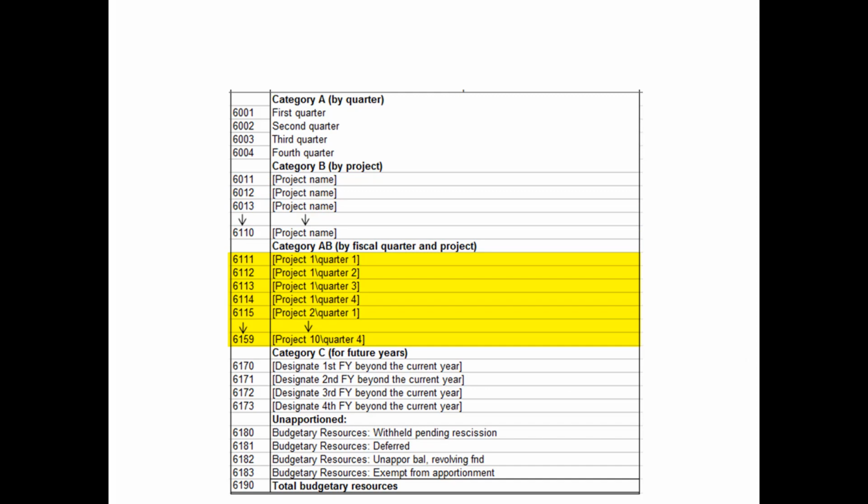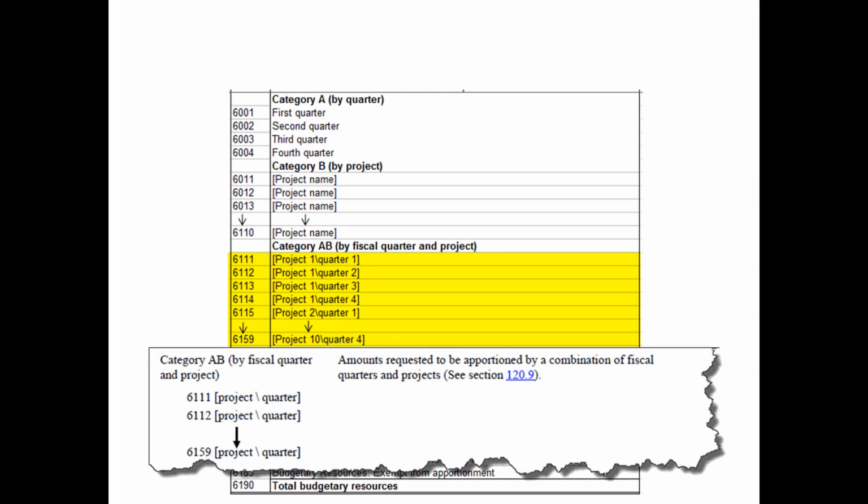Category AB, composed of lines 6111 through 6159, is a relatively new section which gives OMB a great deal more control by apportioning by a combination of fiscal quarters and projects. A search of 2017 HHS apportionments did not turn up any use of Category AB.